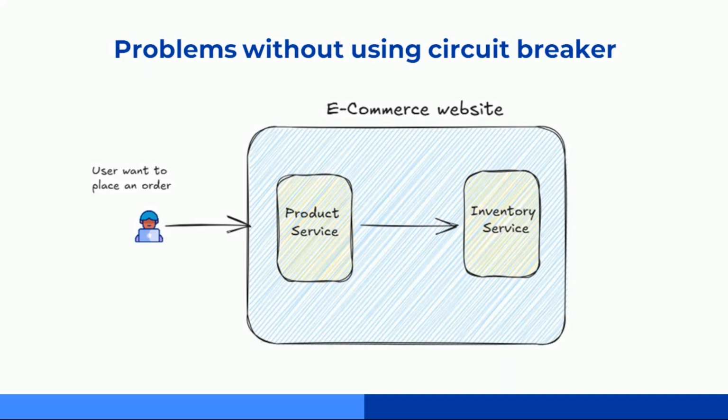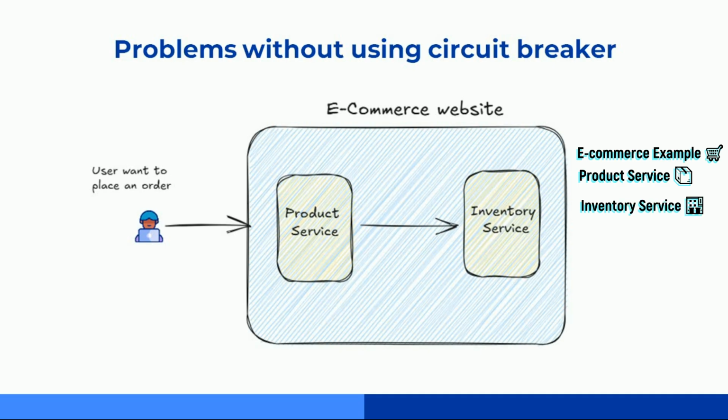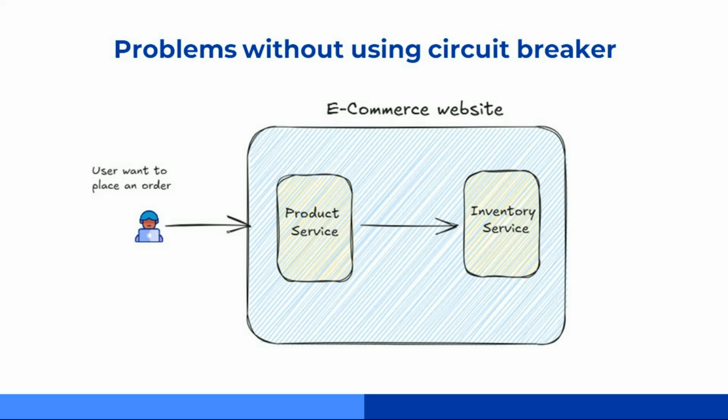Let's take an e-commerce website example. The user tries to place an order through the product service. Now the product service calls the inventory service to check if the item is in stock. Here everything is healthy. Inventory responds quickly and order processing goes smooth. This is a normal, happy flow in microservices, one service calling another to finish a task. But now let's see what happens when things break.